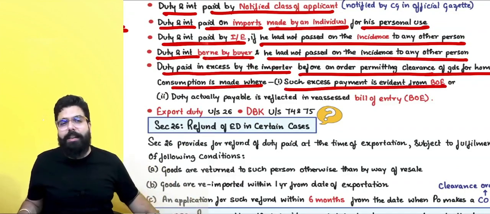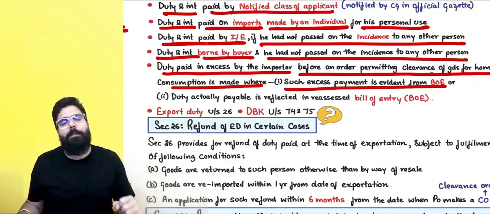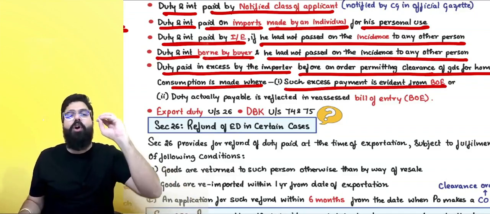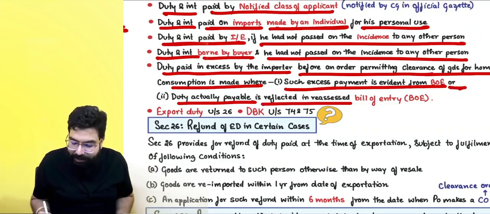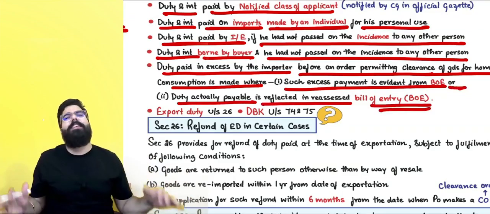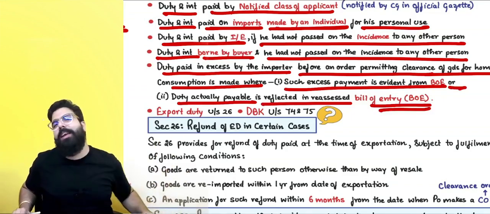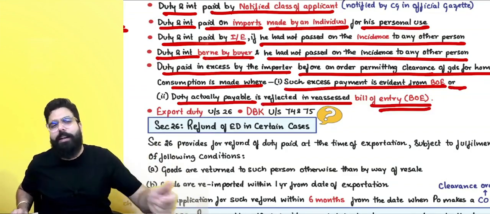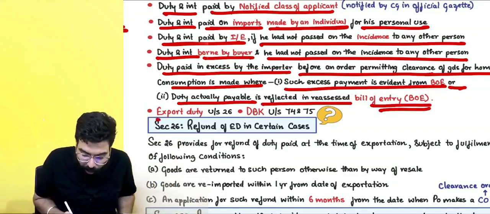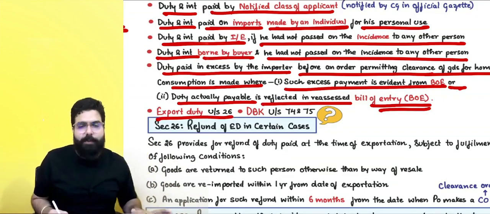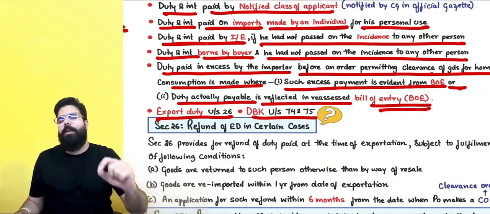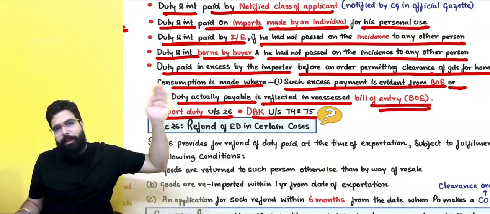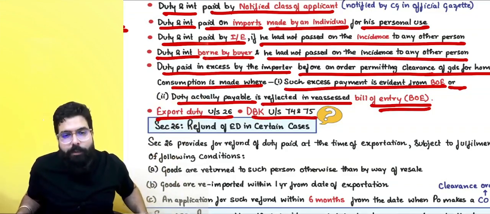If it is evident in the bill of entry that, sir, you have paid extra, then refund shall be given to you. Or duty actually payable is reflected in the reassessed bill of entry, meaning whatever extra you have paid can be seen in the reassessed bill of entry, then the refund shall be given to you. Export duty refund is always given to you. Duty drawback under section 74 or 75 is always given to you. Over here, the money will never be put in the consumer welfare fund.